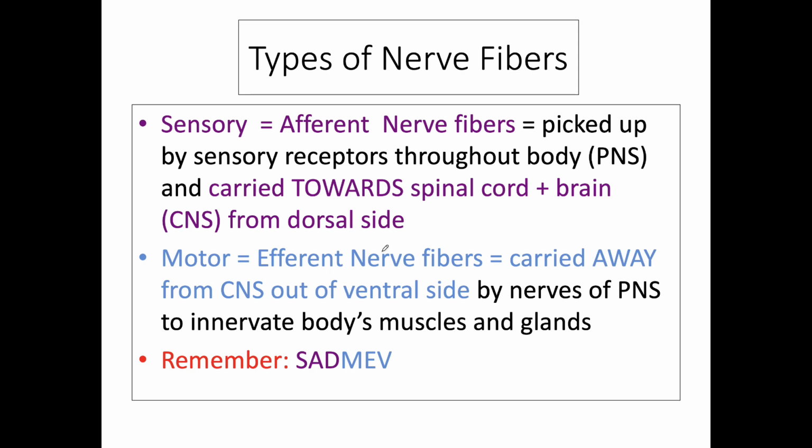So I made a mnemonic to help you remember that. SAD MEV. Sensory afferent nerves go through the dorsal side of the spinal cord. Motor efferent nerves leave out of the ventral side of the spinal cord.